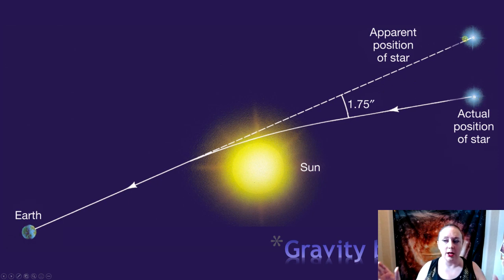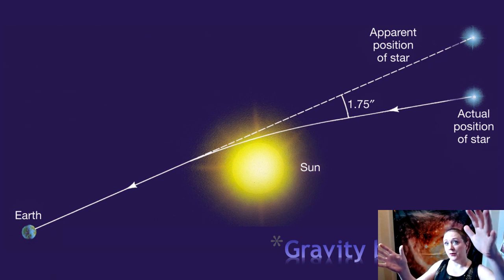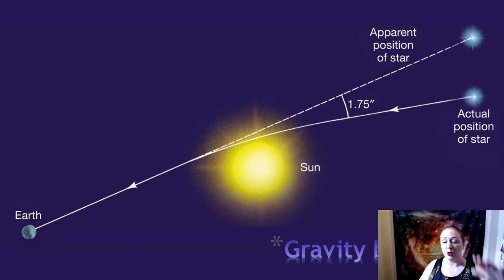And so we can study what the stars do that are in the direction of the sun during an eclipse and see how much they move, and that allows us to test ideas within general relativity.